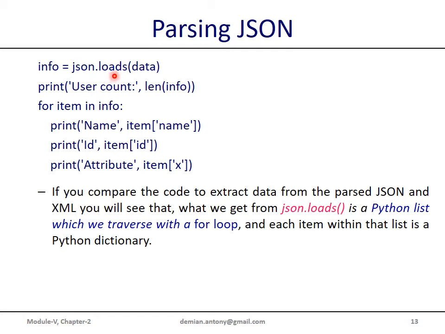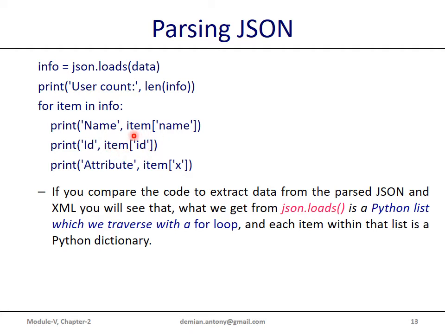The loads is a function which reads the string representation of JSON and returns the list of dictionary objects, and you can now get the number of dictionary objects by using the length function. Length of info will give the total number of dictionaries. And how do you traverse this list of dictionary objects? We have to use a for statement for each item in the list of objects, the dictionary object. Use the normal notation of dictionary. Item of name returns the value associated with the key name.